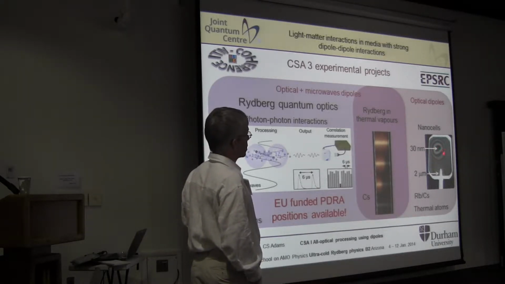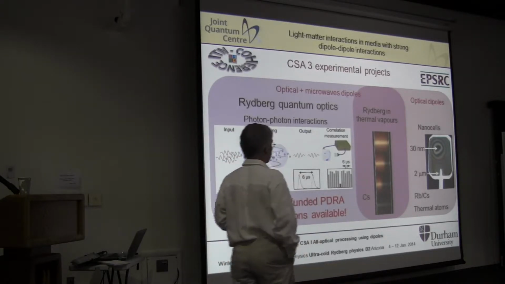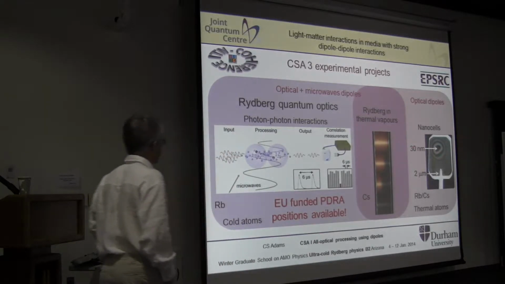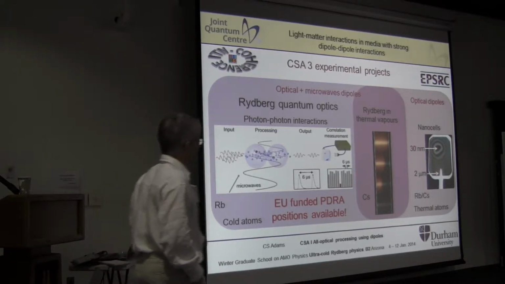Because the optical depth here is so large, you need to make the system at least, say, two-dimensional in order for some light to escape from the system and to study what's going on in there. So we study these thin slabs or nanocells where the thickness can go down to 30 nanometers. So this is a very interesting system.